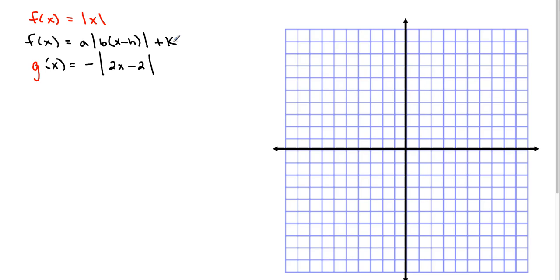Do you guys notice a difference here in the first equation, in the f of x and the g of x? Yep. Yeah, perfect, right? So this has b times the quantity of x minus h. Here it says 2x minus 2. So if I were to ask you right now, what is the vertex of g of x? What would you assume the vertex is?